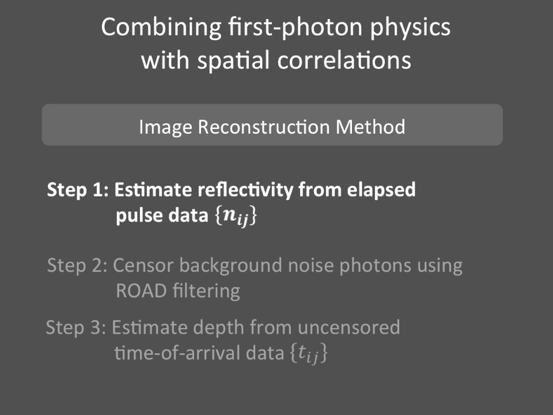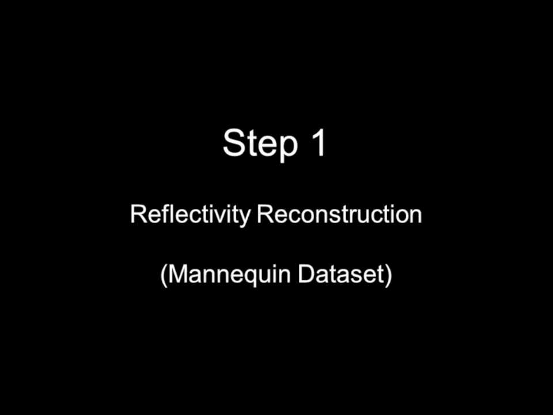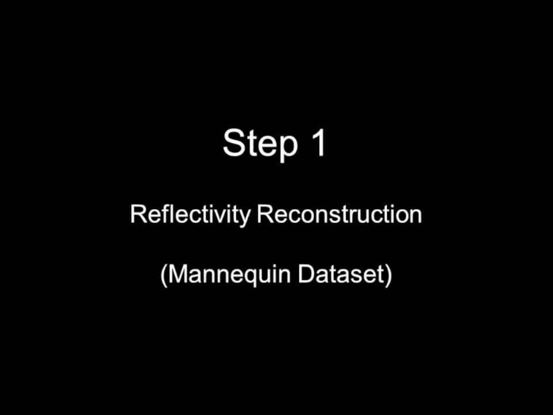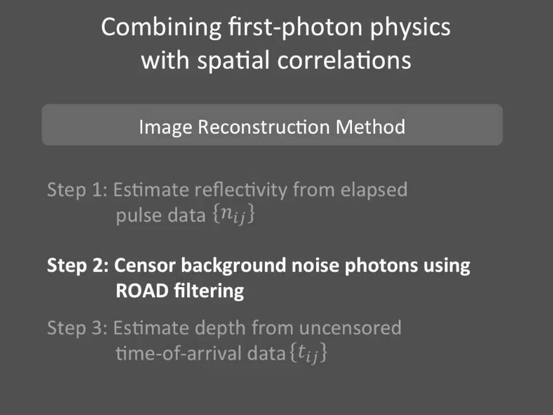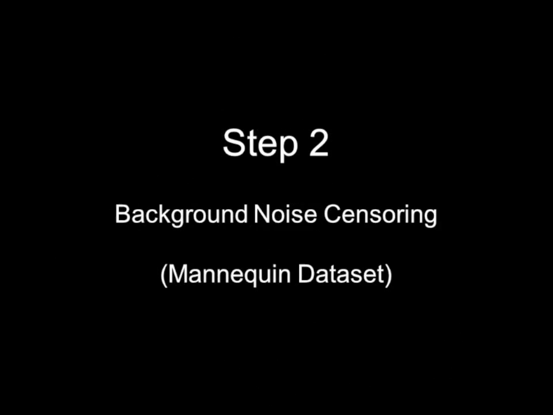In step 1, we reconstruct reflectivity by solving a regularized maximum likelihood estimation problem using the number of elapsed illumination pulses at each pixel. Notice that the text has become clearer, despite it being overlaid on the noisy 3D point cloud. In step 2, we use the reflectivity information and a hypothesis test in order to censor background photon arrivals which do not contain any information about the object's 3D form.